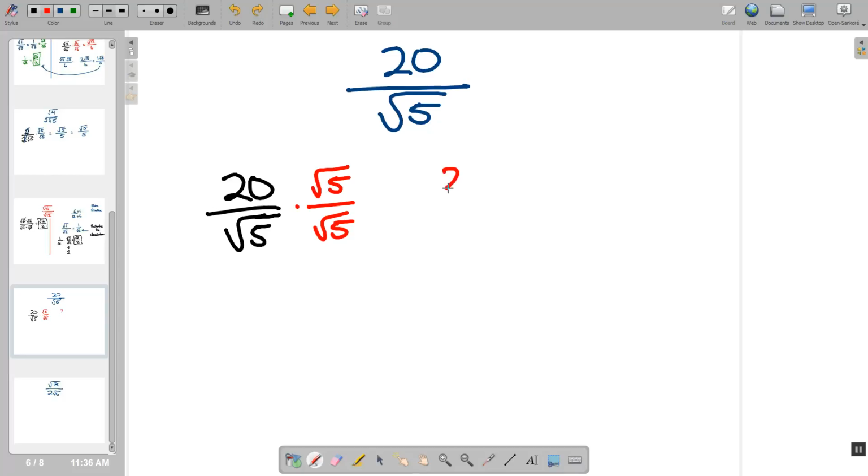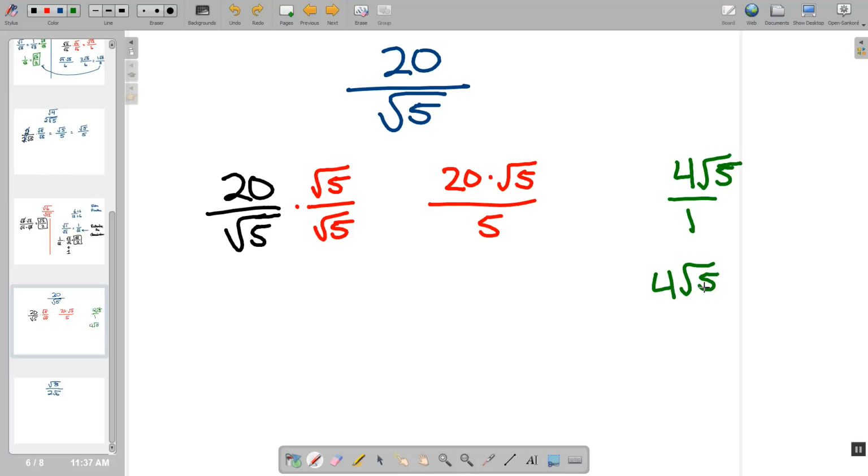20 times the root of 5 is going to stay like this, but the root of 5 times the root of 5 is equal to 5, which looks like it should be done unless you remember that 20 divided by 5 can be simplified to be 4 over 1. So I can write it like that, or I can just write it like this and ignore the denominator because dividing by 1 doesn't change a number.